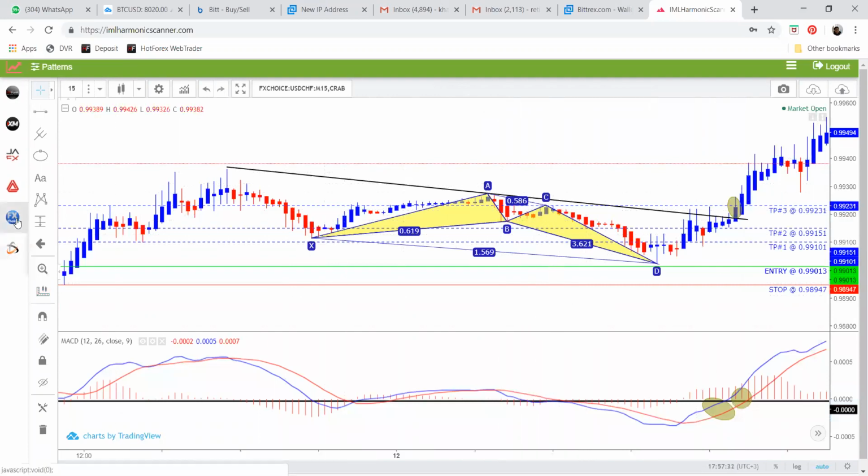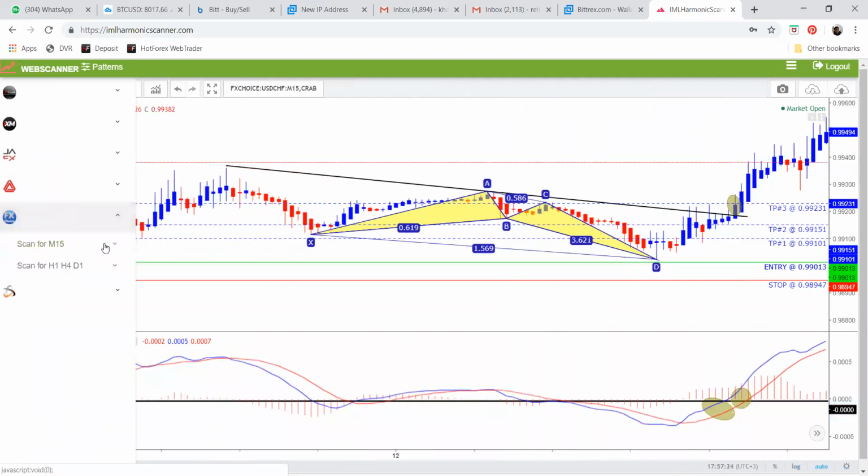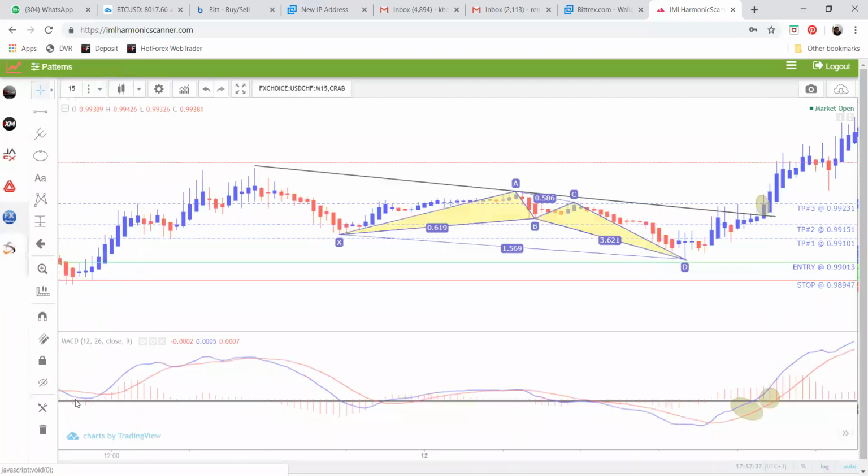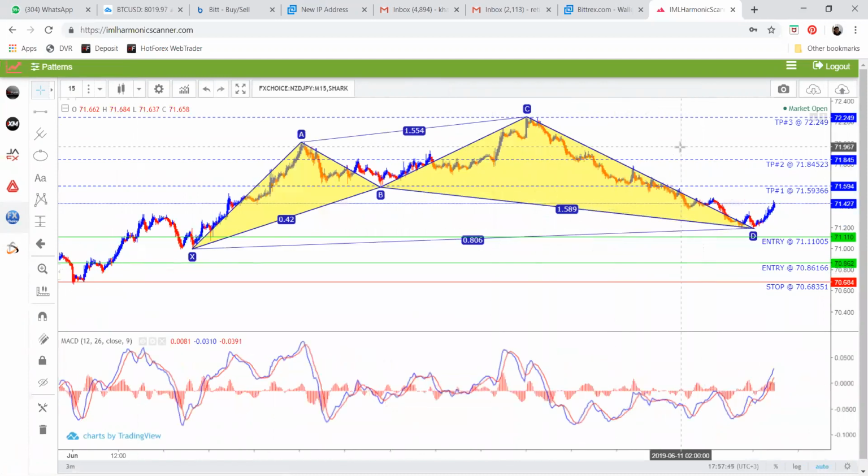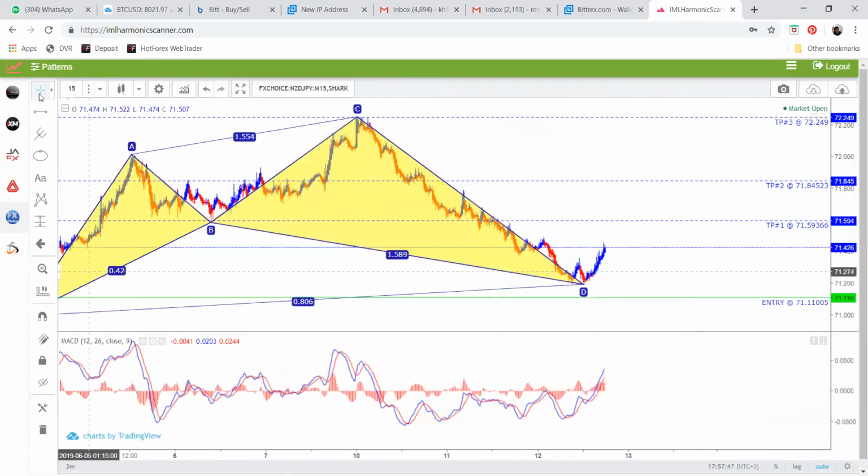Let's run this again. We're just going to go through all of them. NZD JPY. All right, so what are we going to do now? Again, let's drop in that zero line here real quick.